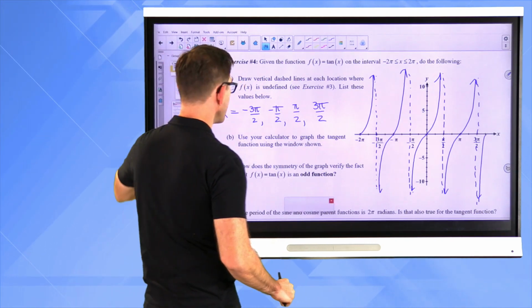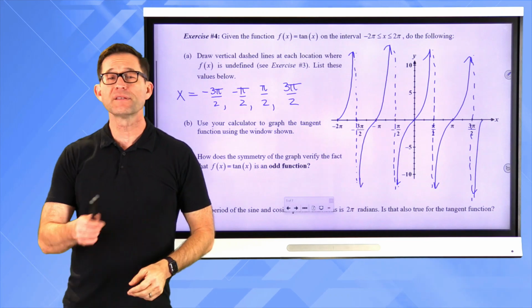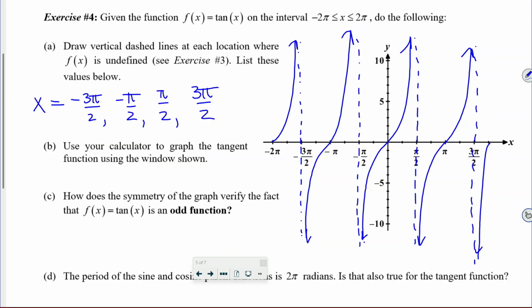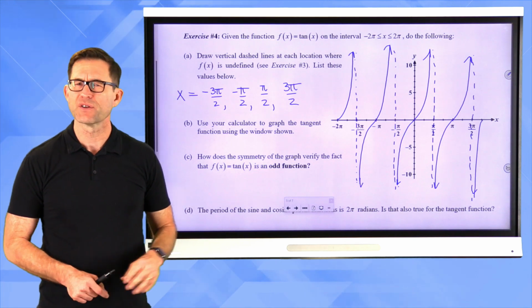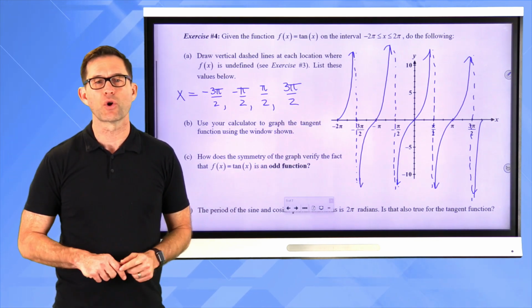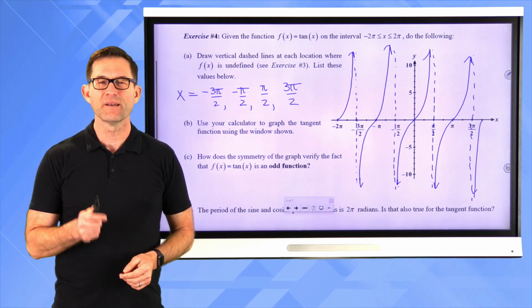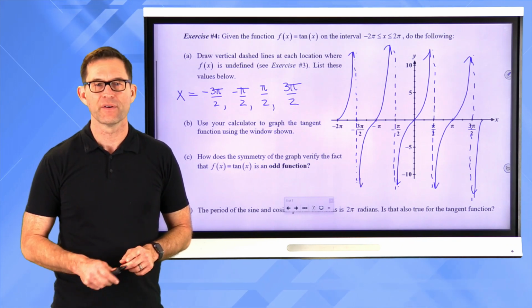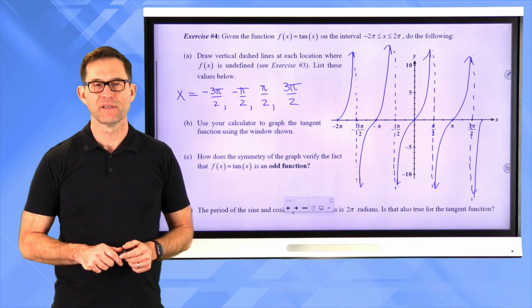Come on, there we go, view full screen. All right, let's take a look at letter C. How does the symmetry of the graph verify the fact that f of x equals tan x is an odd function? All right, so now that we've got its graph up, we can think about that odd-even business in terms of symmetry. What kind of symmetry did odd functions have? Pause the video now and see if you can recall that.